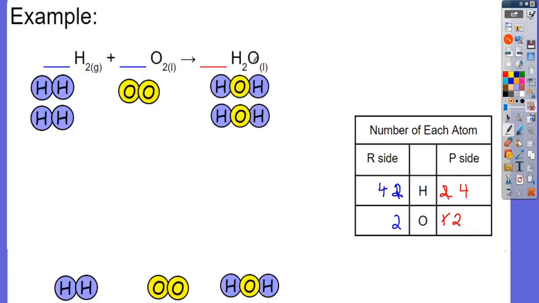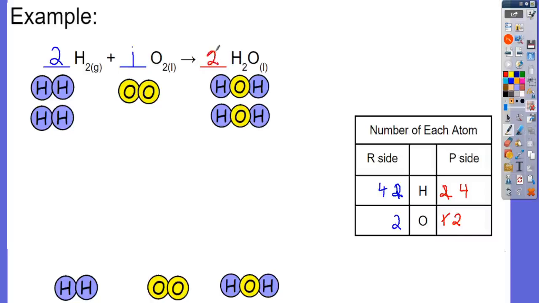So in order to make this a balanced equation, I used 2 molecules of hydrogen. So this coefficient is a 2. I only used 1 molecule of O2. So this coefficient is a 1. And then I used 2 molecules of water. So this coefficient is a 2.